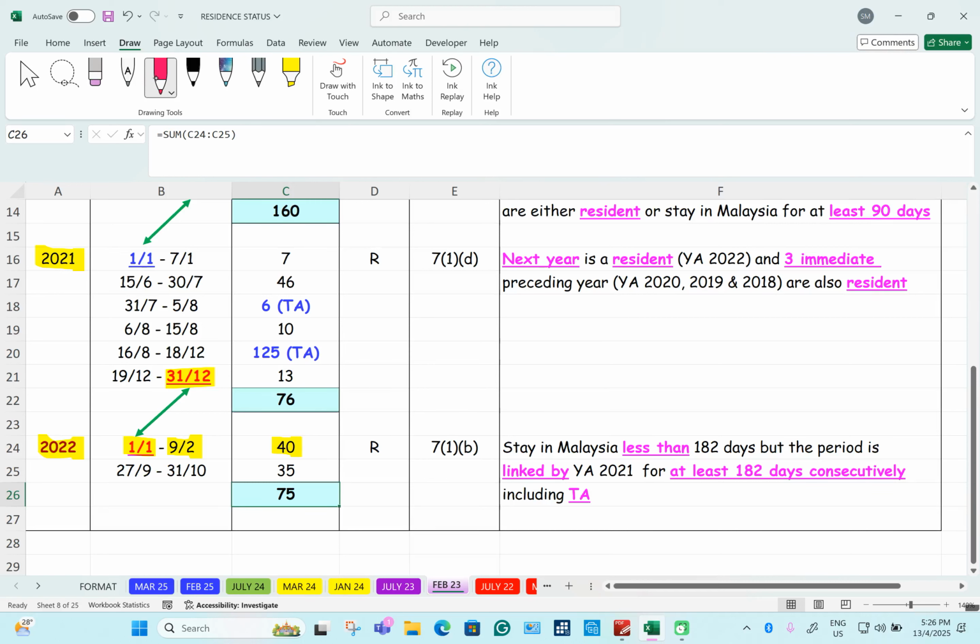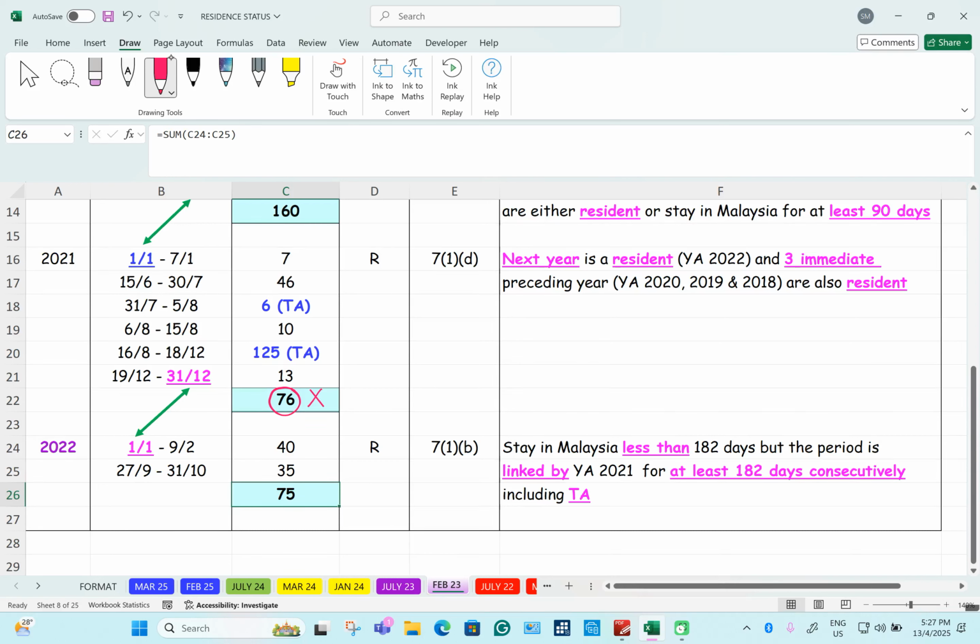So what should we do? Okay, you go down. After 9 February, the next day is supposed to be 10 February. However, here it is 27 September. Where is our 10 February? 10 February is missing. She was not in Malaysia. So, cancel our Limbai 2, guys. Okay, fine. Let's try C. Okay, try C, 2021. Stay in Malaysia for at least 90 days. But here we go, less than 90. So, no C as well.